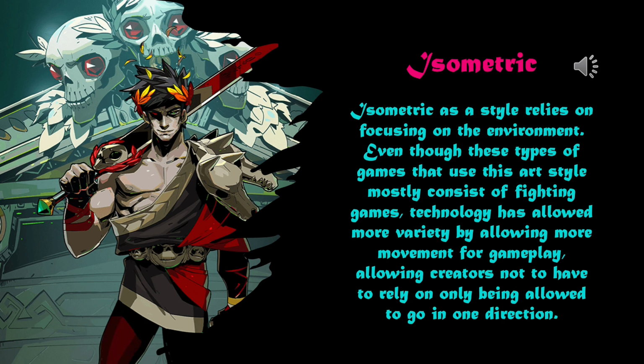Isometric. Isometric as a style relies on focusing on the environment. Even though these types of games that use this art style mostly consist of fighting games, technology has allowed more variety by allowing more movement for gameplay, allowing creators not to have to rely on only being allowed to go in one direction.